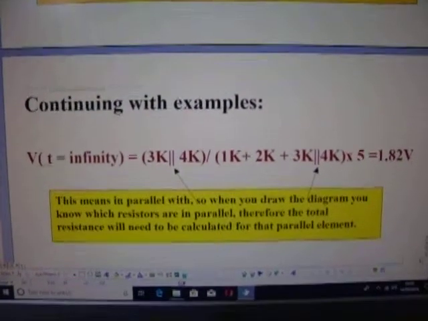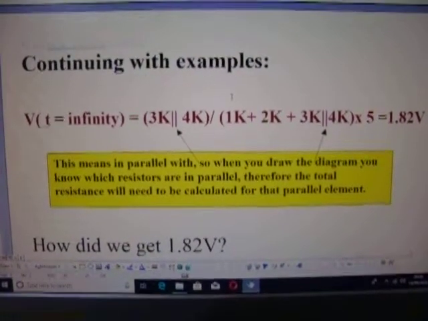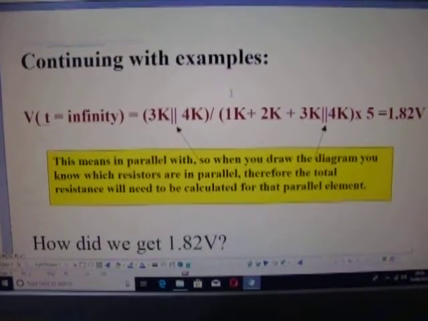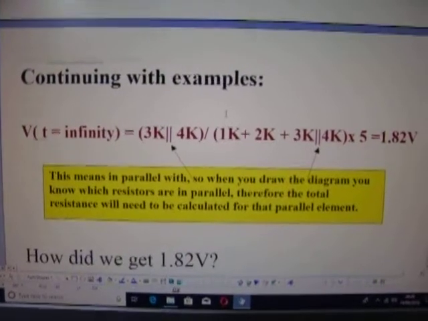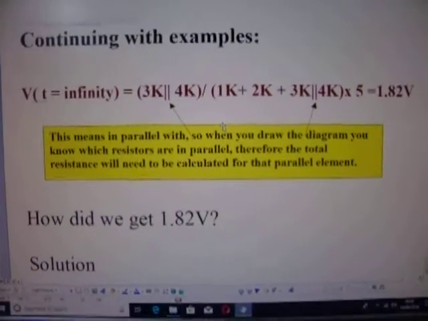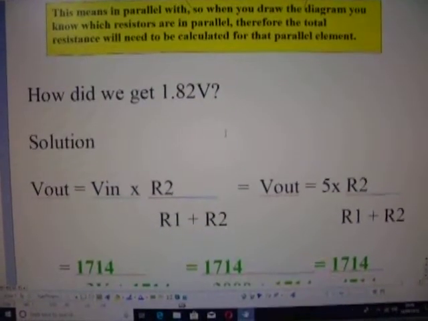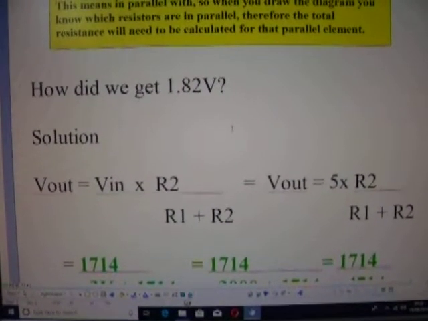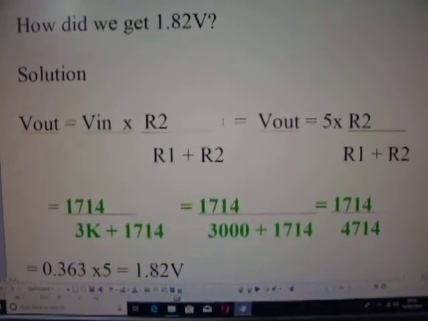Now continuing with the example, here we have VC, that's the voltage across the capacitor, V at t equals infinity. I'm going to get a little ahead of myself here. And the question here is, how did we get 1.82 volts? And you can see I've applied a solution here for us to see, okay?